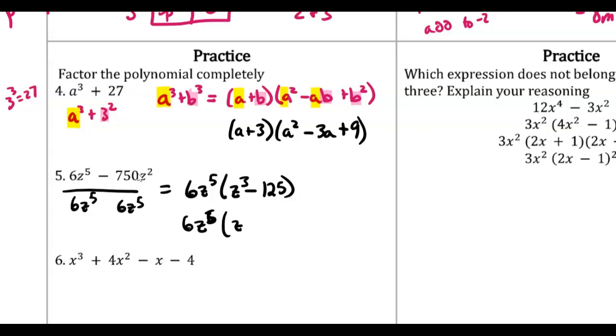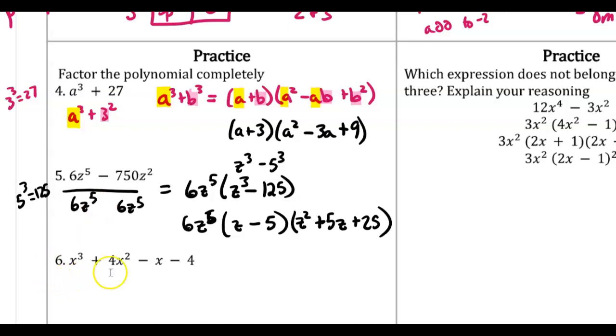And so I can use the difference of cubes format. I would have to write it down. It's a minus b. So remember that 5 cubed is 125. So this is like z cubed minus 5 cubed. And then it's a squared, which our a is z, so we put z squared. And then it's plus ab. So plus z times 5 is 5z. And then it's plus b squared. So 5 squared is 25.